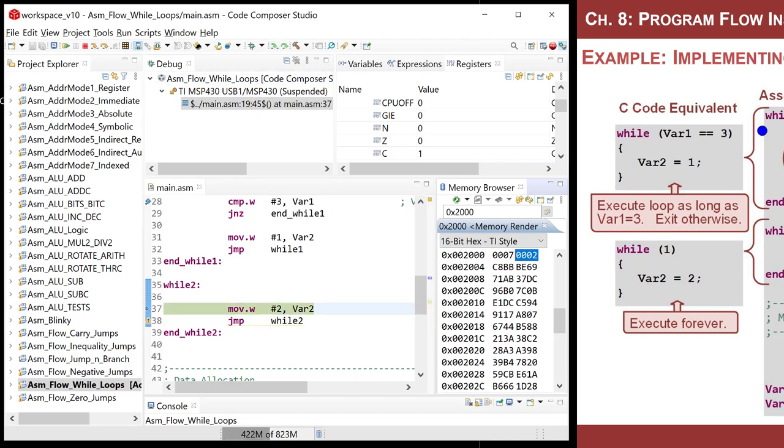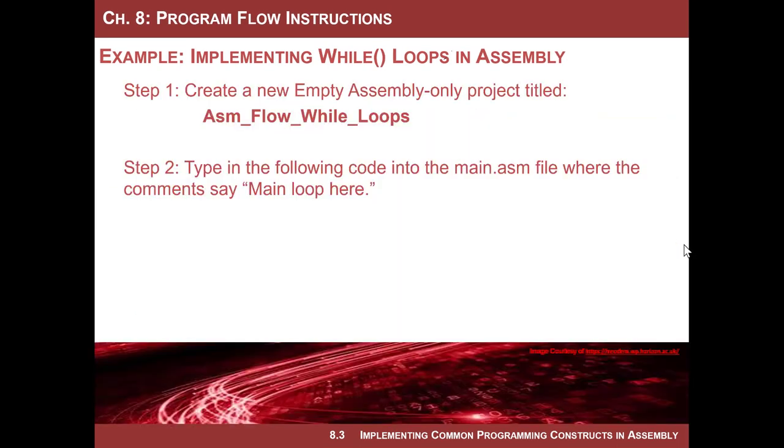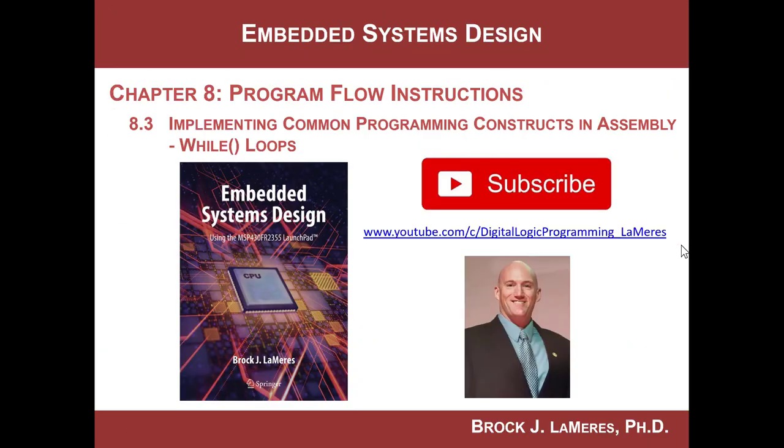Okay, so not terribly difficult, but to recap, here's the big thing. Whenever you have a while loop that has an actual condition, the first thing you do in your assembly program is check it using a compare, and then you either exit the loop or stay in the loop. And then an infinite while loop, which is while1, is simply just a jump always, okay?